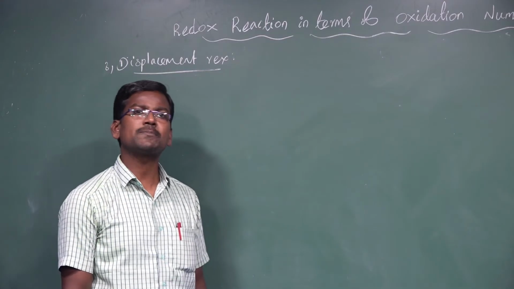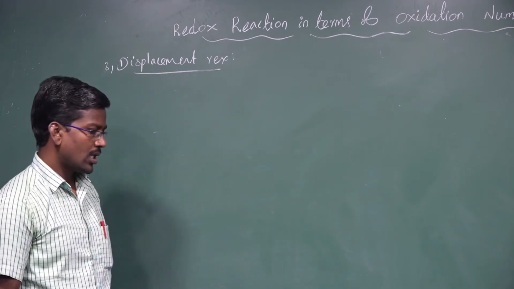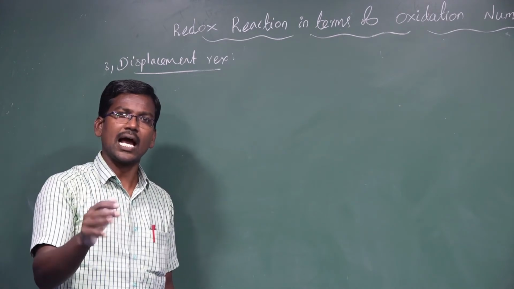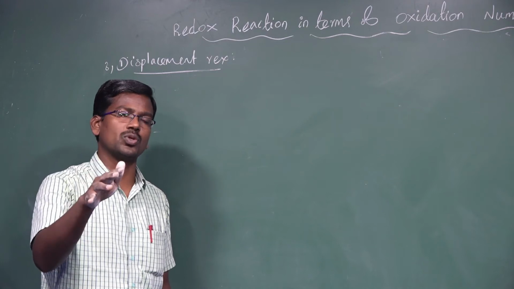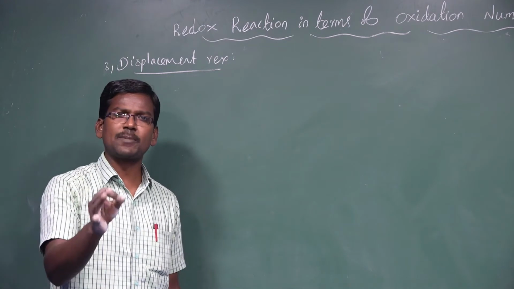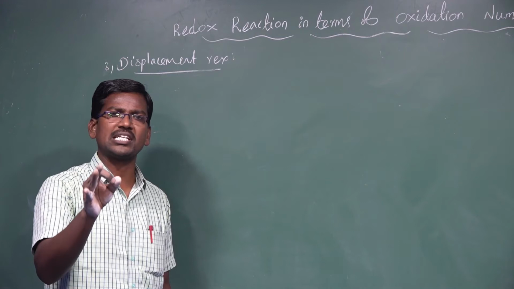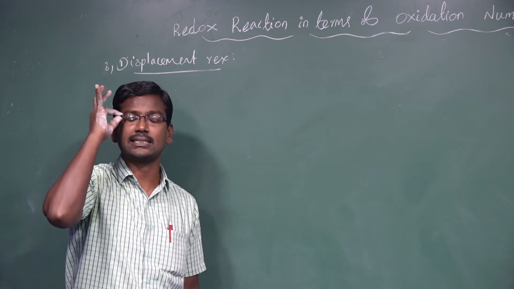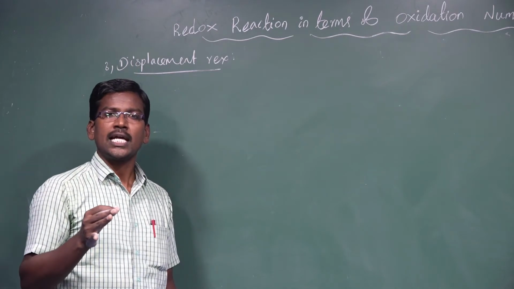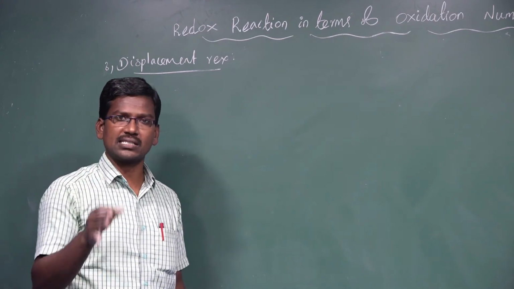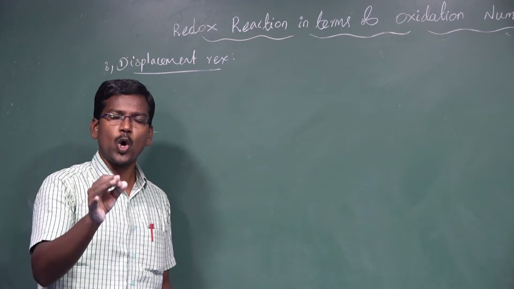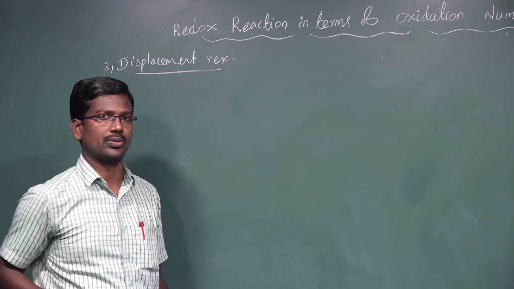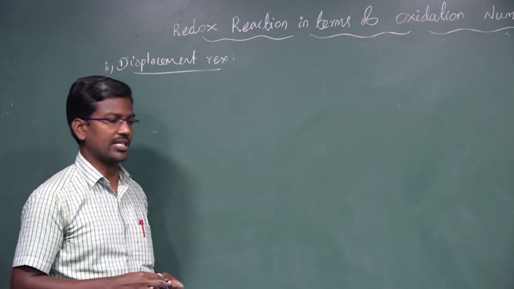Next one, displacement reaction. A compound containing an atom, ion or molecule displaces another compound's atom, ion or molecule, known as a displacement reaction. The displacement reaction is based on the electrochemical series. It depends upon the standard electrode potential or activity series. A more reactive metal displaces a less reactive metal from the compound or solution. It is known as a displacement reaction.